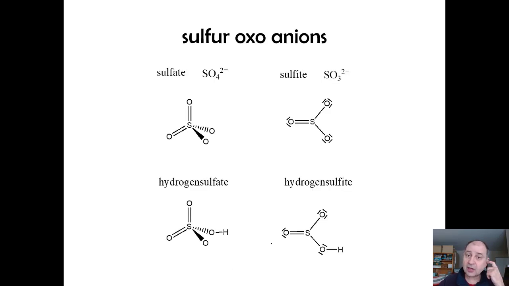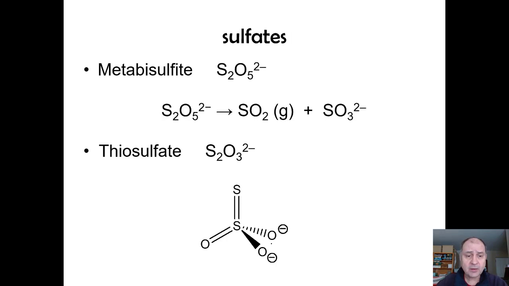And so sulfur oxo anions, we know sulfite, sulfate, hydrogen sulfate, and hydrogen sulfite. Pretty easy. Again, it can also be a counter ion, as well as chelating and bridging in certain compounds. We can also have metabisulfite and thiosulfate. Thiosulfate, just you replace one of the oxygens with the thio group. You've probably seen that.